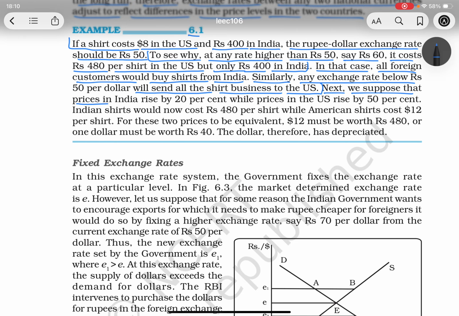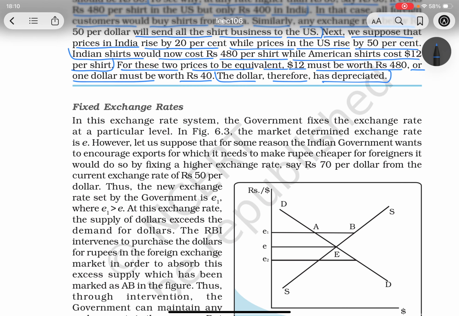Next, we suppose that prices in India rise by 20% while prices in the US rise by 50%. Indian shirts would now cost rupees 480 per shirt while American shirts cost $12 per shirt. For these two prices to be equivalent, $12 must be worth rupees 480, or $1 must be worth rupees 40. The dollar therefore has depreciated.